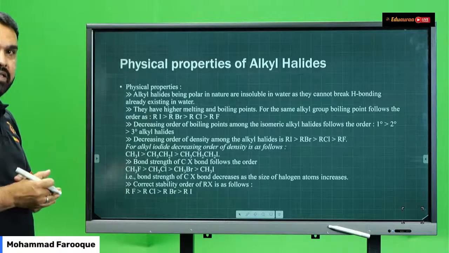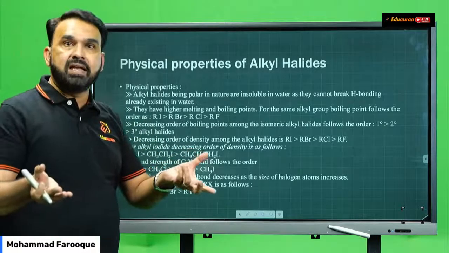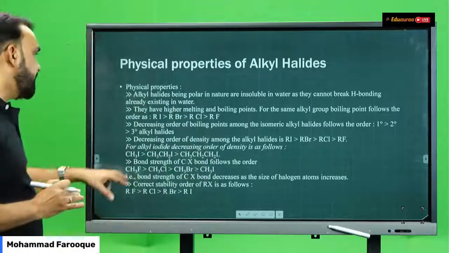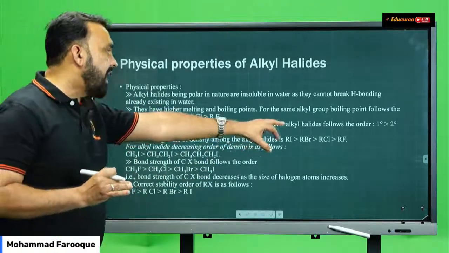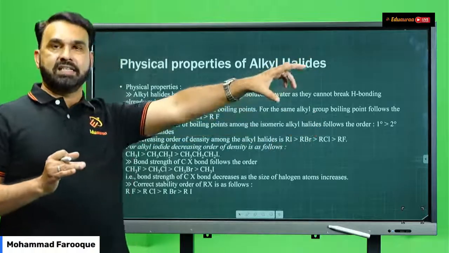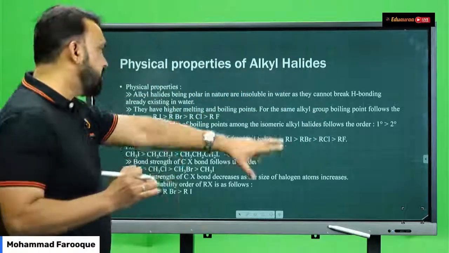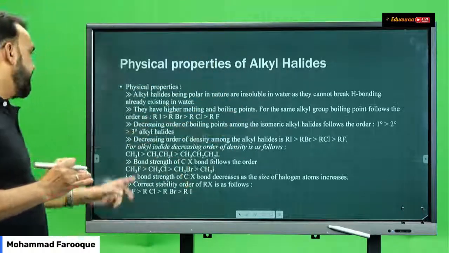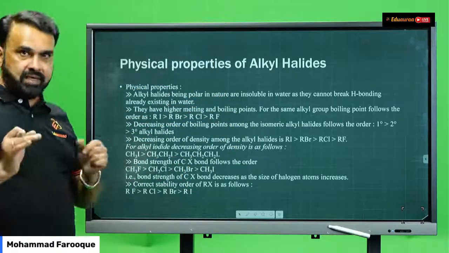That means the boiling point of tertiary will be less than secondary, will be less than primary, will be less than methyl. So here we see the decreasing order of boiling points among the isomeric alkyl halides, that is primary, secondary, tertiary. What is the order? Primary will be greater than secondary, will be greater than tertiary, will be greater than methyl alkyl halides.